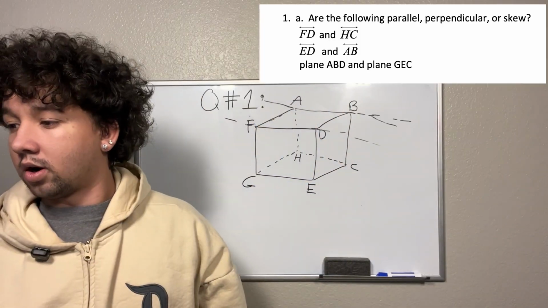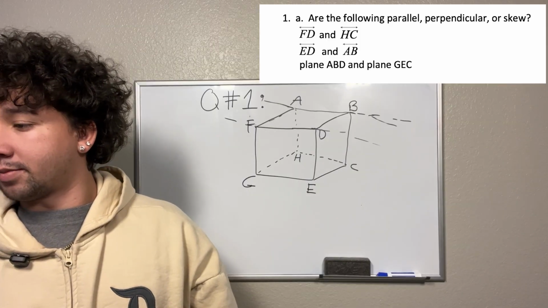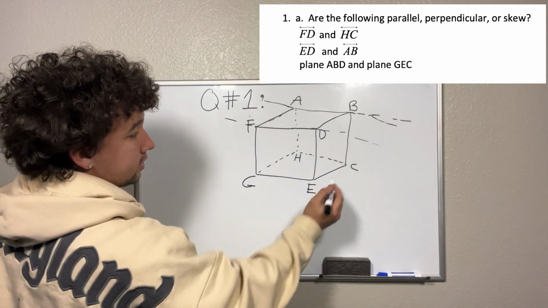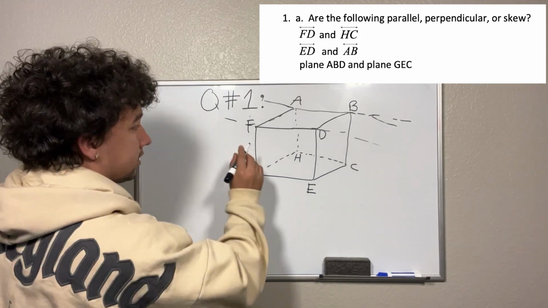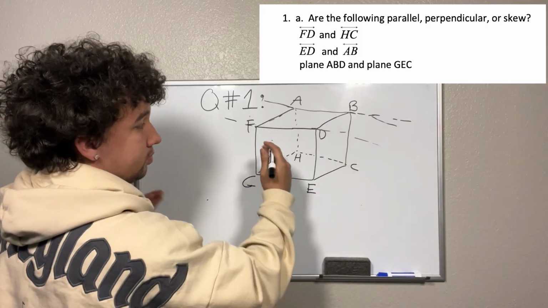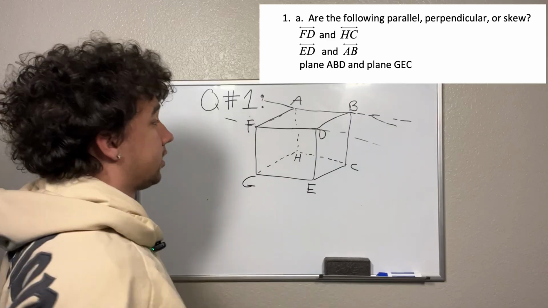So the first question here: are the following parallel, perpendicular, or skew? The first thing I have is segment FD and HC. So I've got FD right here and HC right there. Those are going to be parallel. The reason why is because notice they are going in the same direction but in different places. They're going right next to each other and they're never going to intersect.